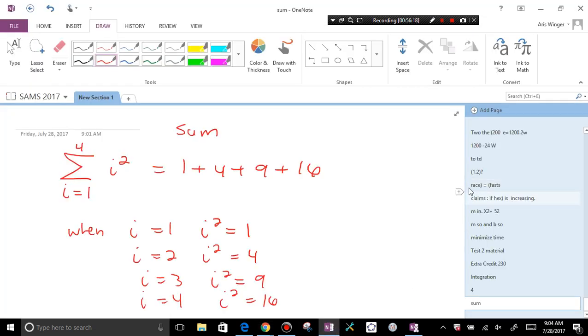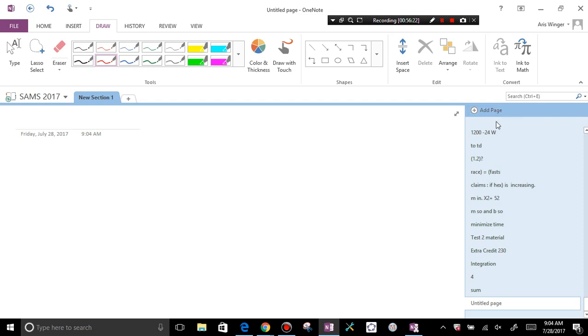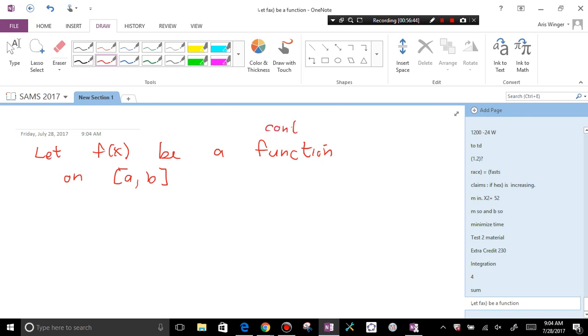So let's set up the situation in general. You're going to be given a function f. The function is going to be defined on a to b. We'll start off with a function that's continuous.